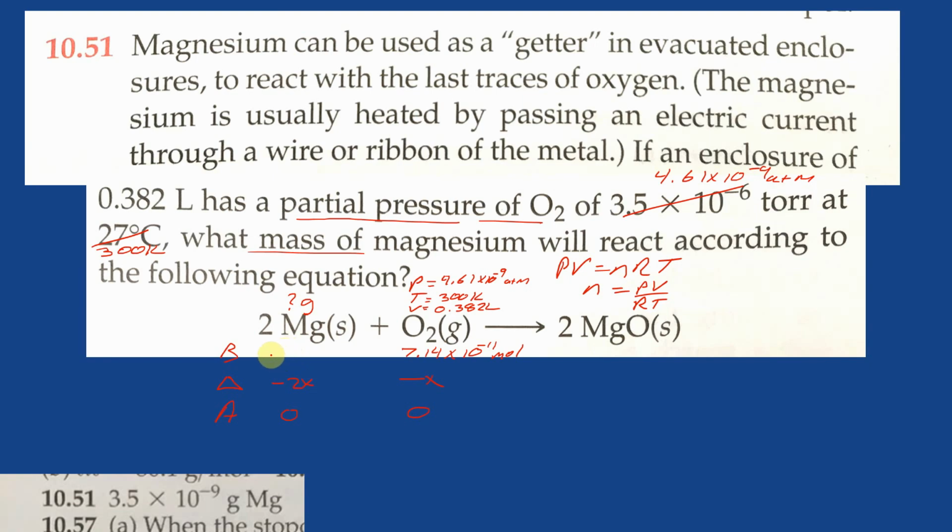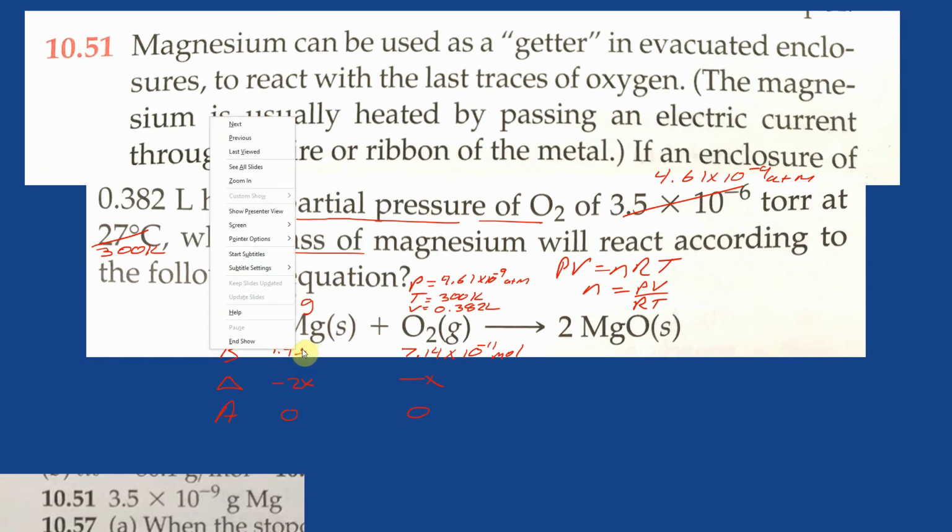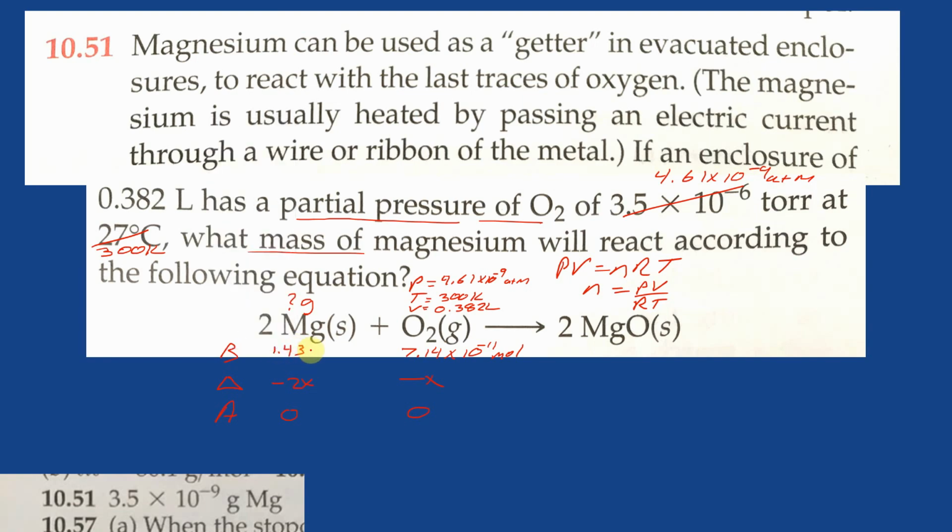what that starting mole amount is, which is 1.43 times 10 to the negative 10th moles. That's my mole amount, and then all I have to do is take my mole amount and convert that back to grams.